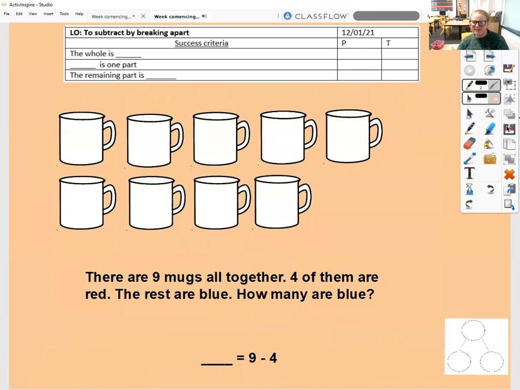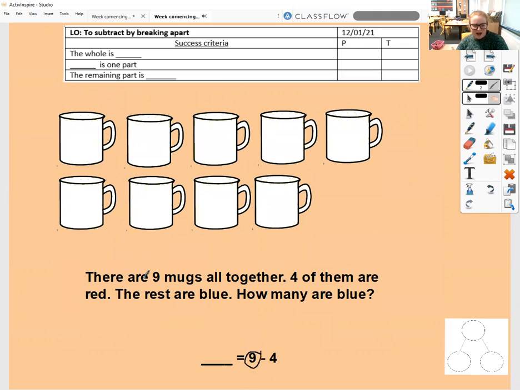Fantastic. Oh, this is a bit different. So this time it says there are 9 mugs altogether. 4 of them are red. The rest are blue. How many are blue? So this here says that in our number sentence, the whole is 9.